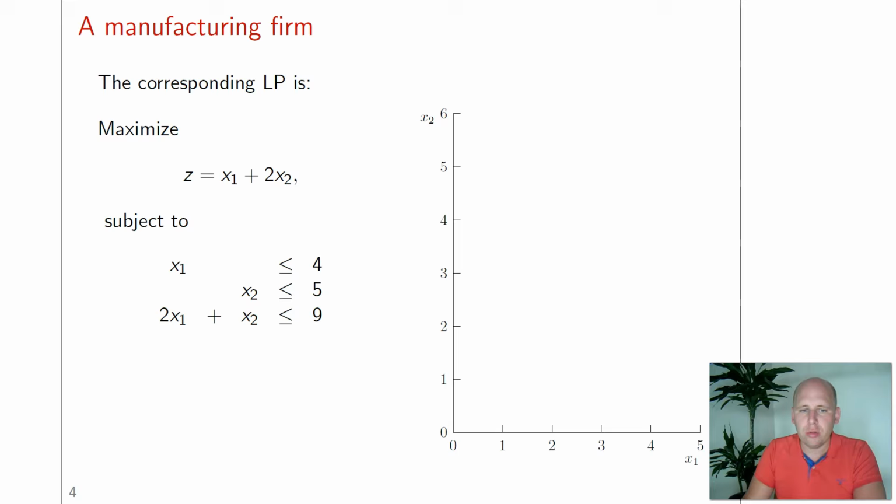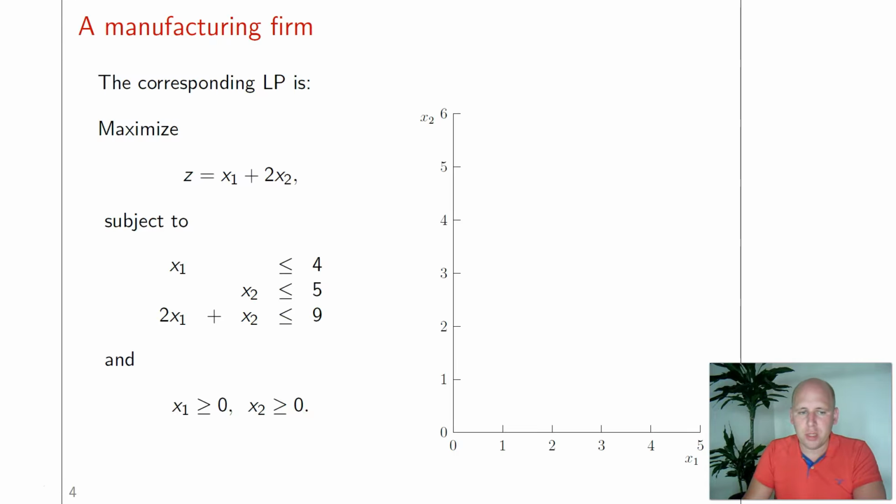We have functional constraints. We can produce at most 4 products of type 1, at most 5 products of type 2, and then we have 9 hours available, where we need 2 hours for product 1 and 1 hour for product 2. And we can of course not produce negative quantities, so we should also not forget the non-negativity constraints.